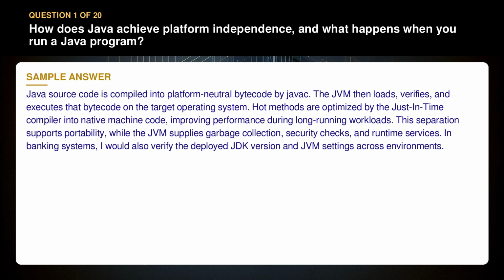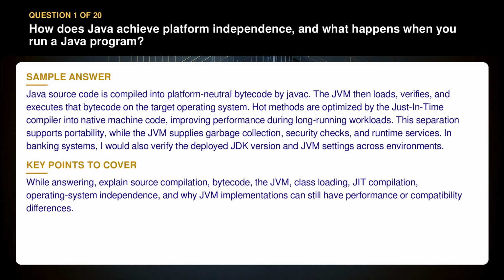This separation supports portability, while the JVM supplies garbage collection, security checks, and runtime services. In banking systems, I would also verify the deployed JDK version and JVM settings across environments. While answering, explain source compilation, bytecode, the JVM, class loading, JIT compilation, operating system independence, and why JVM implementations can still have performance or compatibility differences.